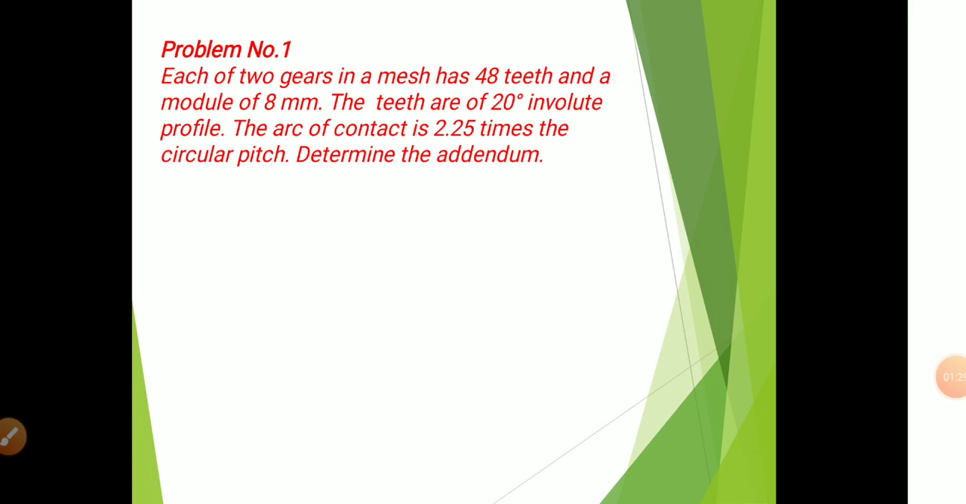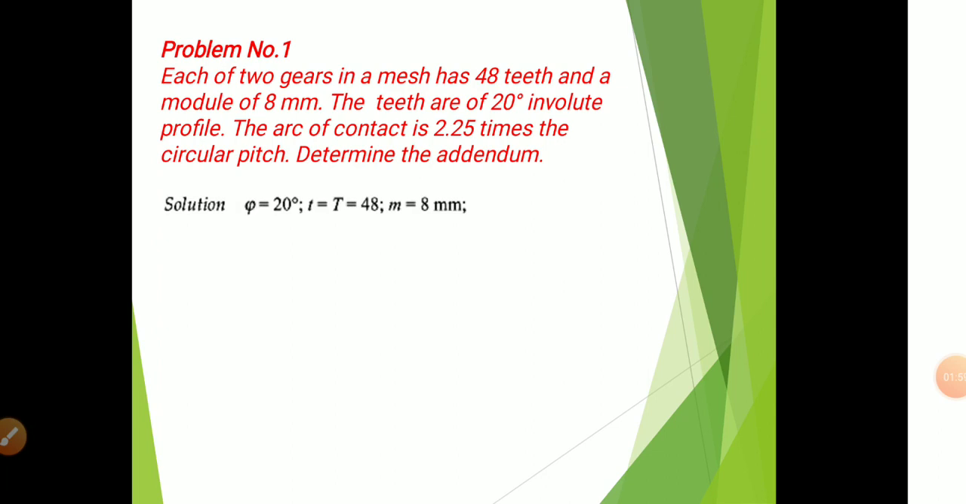The arc of contact is 2.25 times the circular pitch. That is, arc of contact is equal to 2.25 into PC, where PC is the circular pitch. Determine the addendum. Here we have to find the value of the addendum, that means RA minus R.